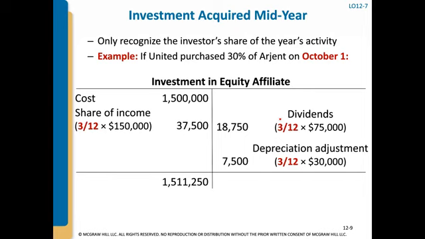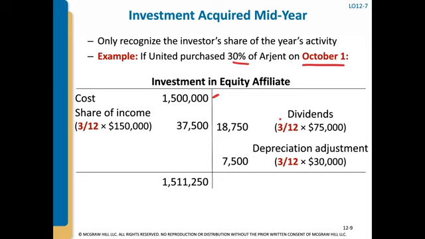Just really quickly, I want to cover this example assumed that we acquired stock in Argent on January 2nd, but typically that's not the case, right? Companies make investments in other companies throughout the year. And when that happens, we just have to pro rata any sort of income and dividends and depreciation adjustments or cost of sales adjustments to reflect the date that we acquired that asset. So if United purchased 30% of Argent on October 1, they still would have paid the $1.5 million. So we still increased our investment by $1.5 million.